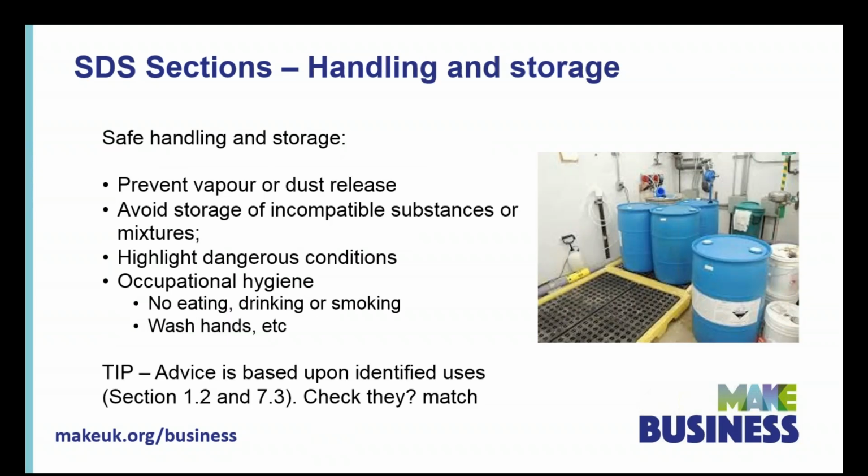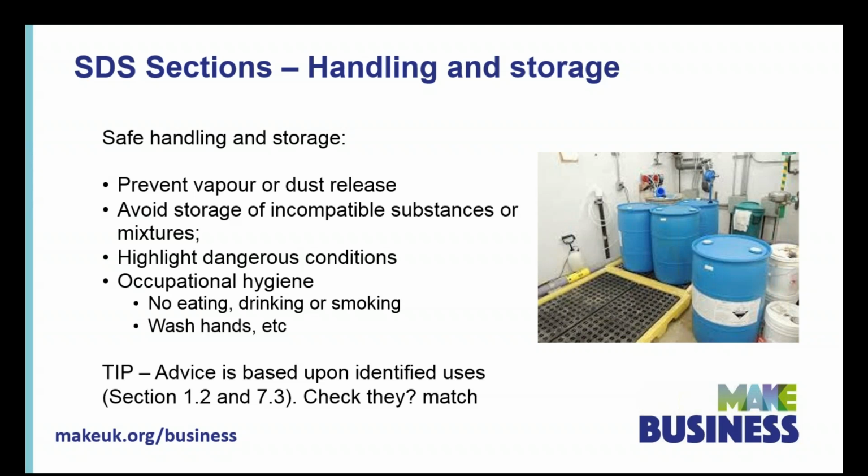Next section, handling and storage. Safe handling and storage is obviously important, and the information on the safety data sheet here will look to ensure that the storage is suitable to prevent vapor and dust release, which is obviously a physical and health risk. You could find vapors and dusts are explosive or create a health hazard as well. It will tell you how to avoid storage of incompatible substances, storage of mixed substances, and what to avoid in terms of dangerous conditions and possibly operations, things such as radiant heat, or even storage away from drains. An important point here is occupational hygiene and what workers should be doing: avoiding eating, drinking or smoking, washing their hands, and removing contaminated clothing before entering eating areas or restaurants. So lots of important information there.